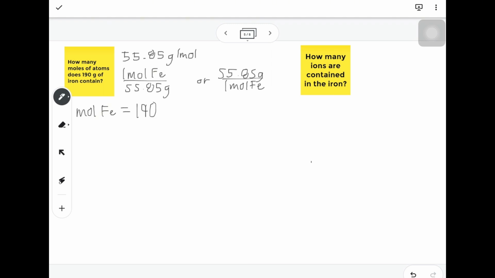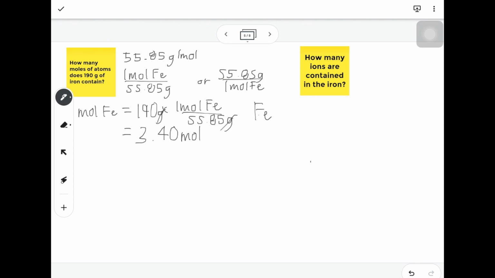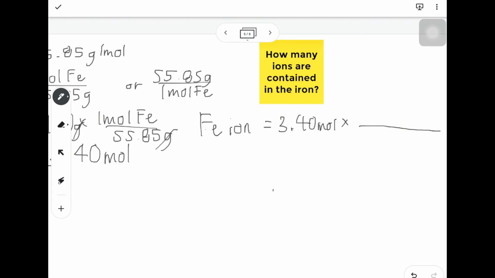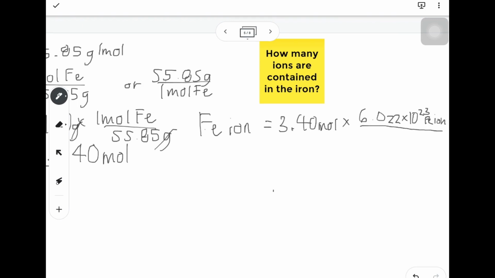So, to get the moles of iron, we have 190 grams of iron times 1 mole of iron over 55.85 grams of iron. Because we use this unit factor, the grams will be cancelled and we will be left with the moles. So, once we calculate this, we have 3.40 moles of iron. For the next problem, how many ions are contained in the iron? This is where Avogadro's number will come up. To get the number of ions in the iron, we multiply the moles we have gotten, which is 3.40 moles of iron, with the unit factor of 6.022 times 10 raised to 23 iron ions over 1 mole of iron.